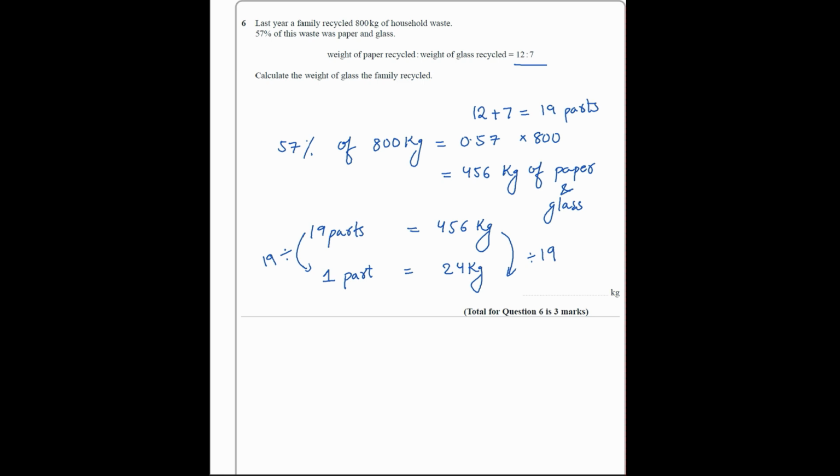So we have to check for the 7 parts, because it says calculate the weight of glass the family recycled. We know for sure that the weight of paper recycled is 12 and the weight of glass recycled is 7. So we have to calculate for the 7 parts. You have to multiply 1 by 7, similarly multiply 24 by 7. 24 times 7 is 168 kg of glass.